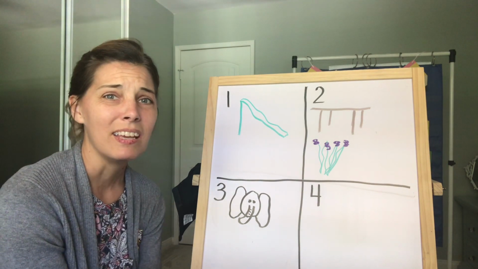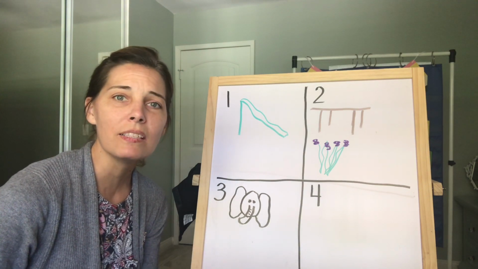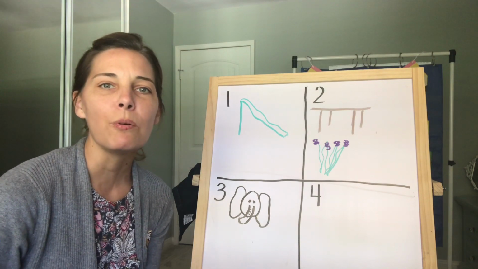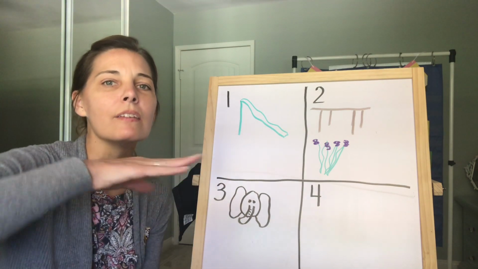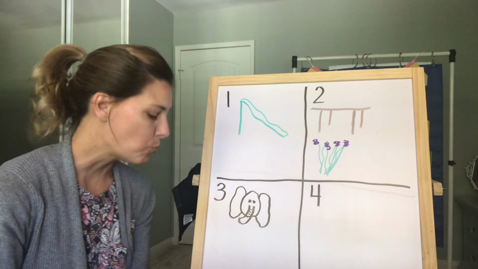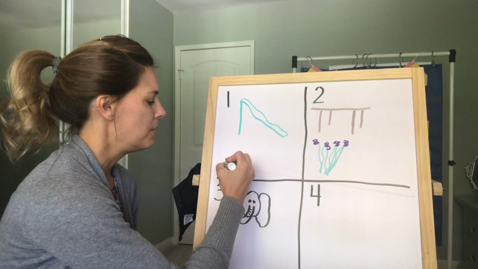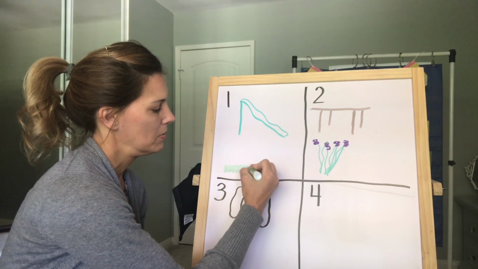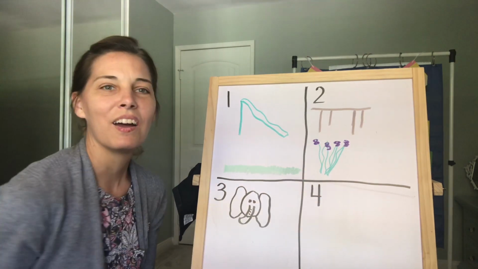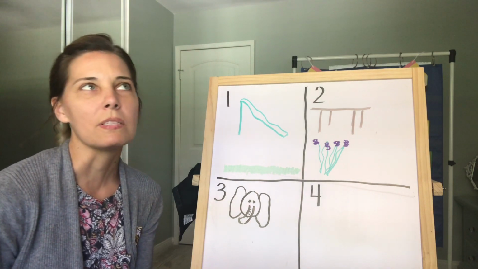All right, let's see, what else was out there? It was green. It was all over the ground. It was grass. Let's see how many syllables are in the word grass. Ready? Grass. Grass has just 1 syllable. So I'm going to take my green and I'll draw some green grass. Good.